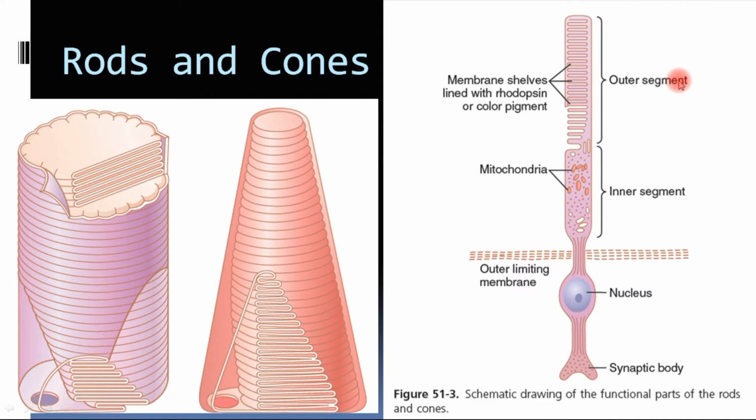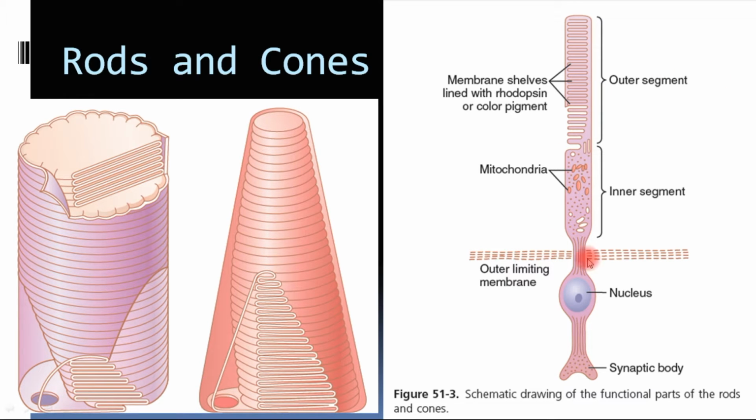So this is the outer segment of the rods, and as you can see here, in the outer segment of the rod there are various disc-like structures which are just extensions of the cell membrane. As you can see, the extension of the cell membrane forms a disc-like structure. In these discs are present the photosensitive pigments: rhodopsin in the rods and color pigments in the cones. They are present in these disc-like structures of the outer segment of the rods and cones.